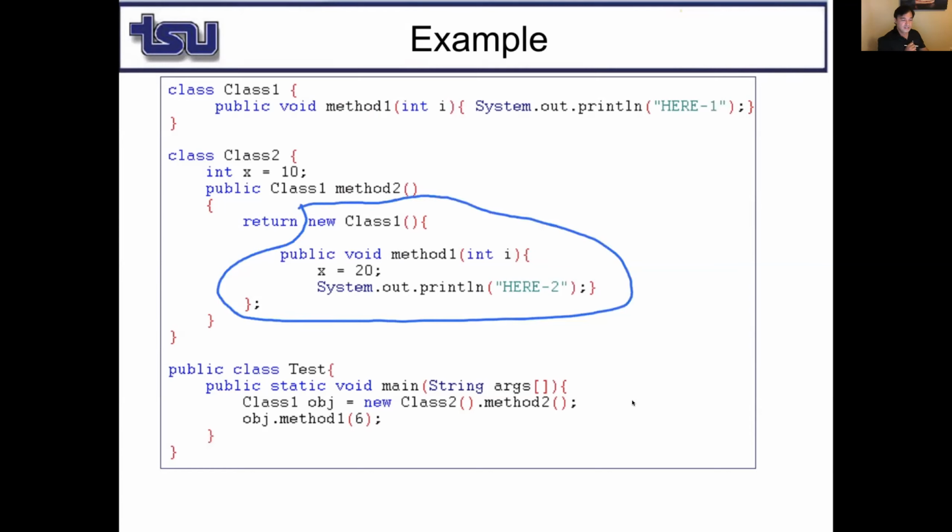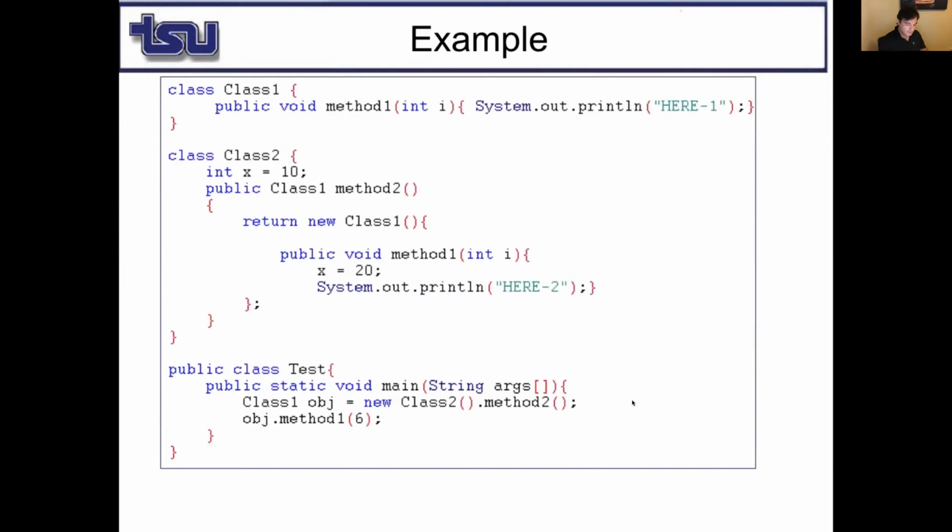But let's see what it is that I'm returning. I'm returning an object without a name, but that object is an object of a class that extends class 1 and overrides method 1 this way. So I'm returning an object of an anonymous class that doesn't have a name, that extends class 1 and overrides method 1 this way. Okay, let's keep this one in mind and let's see what's happening here.